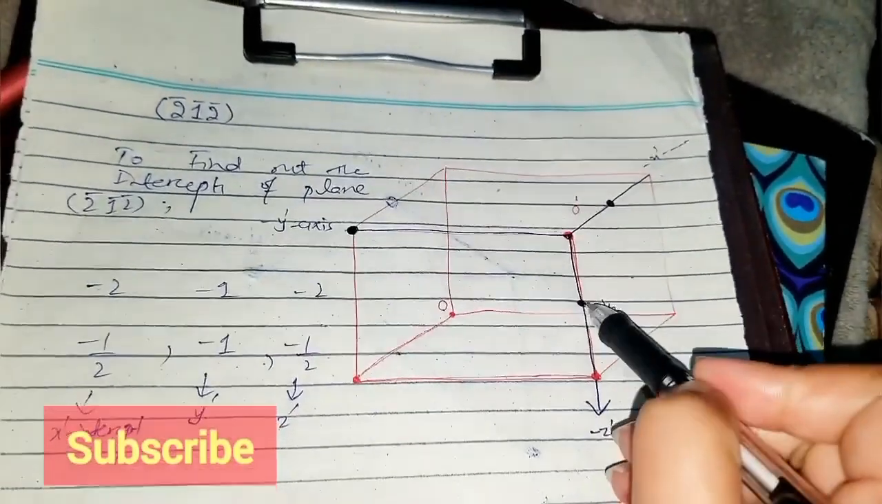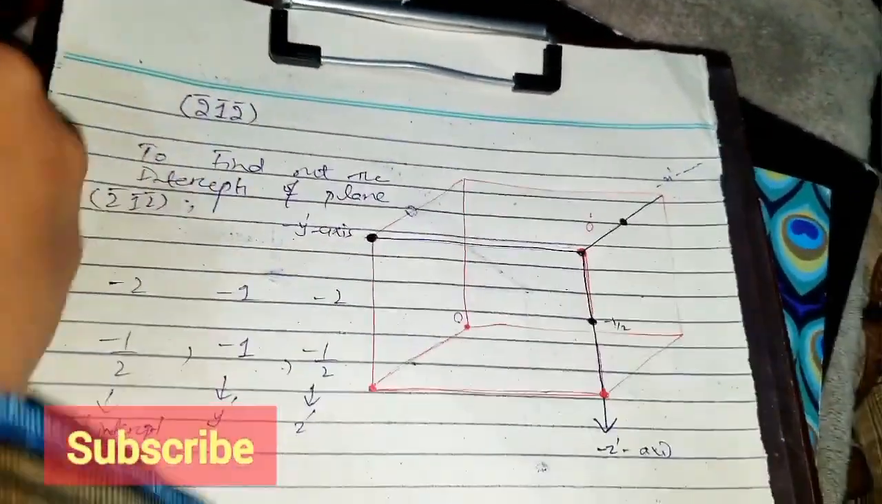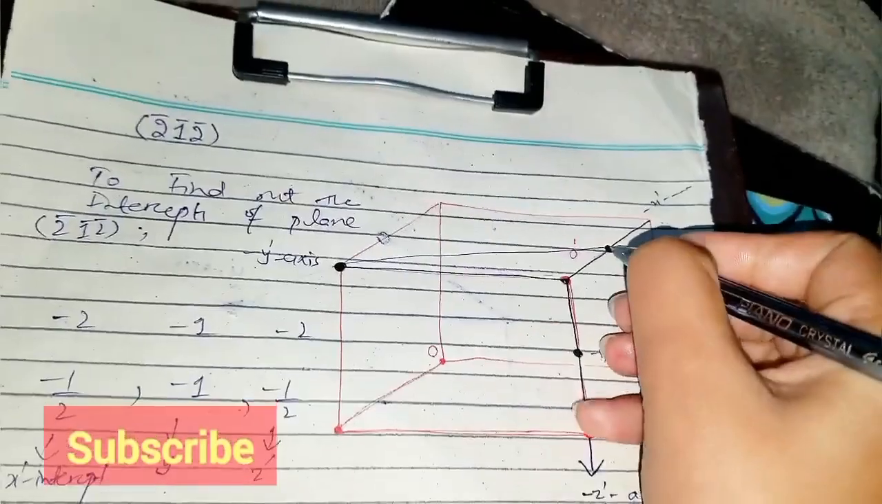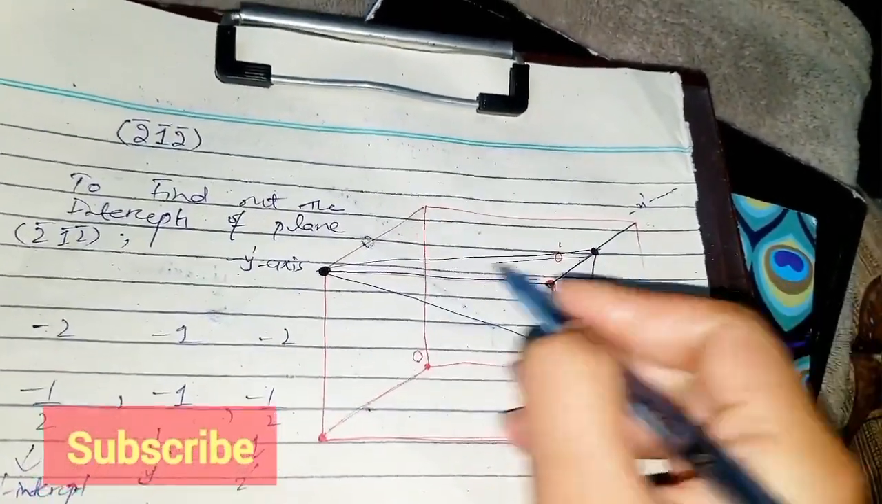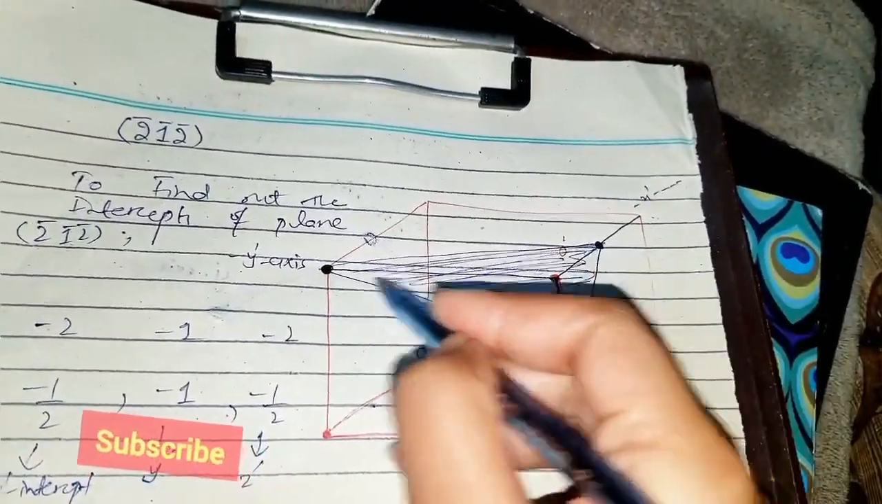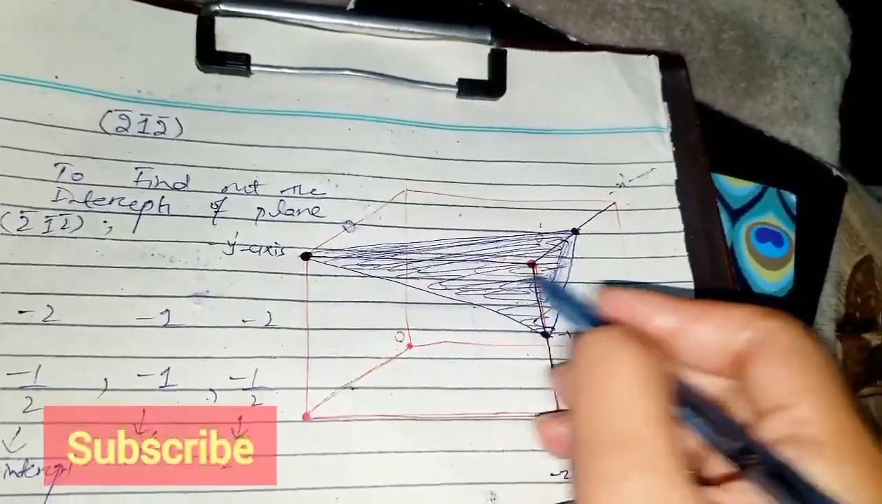Now let us join these 3 points together to get the plane, and that's our plane. And it's done now.